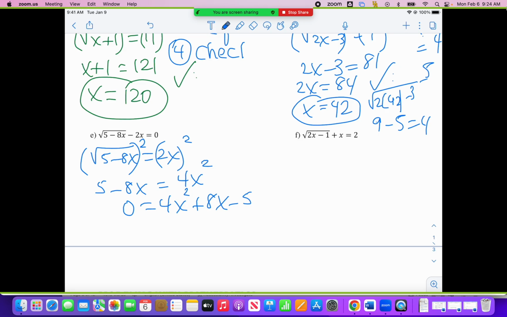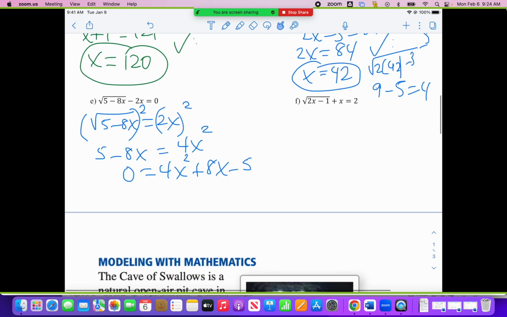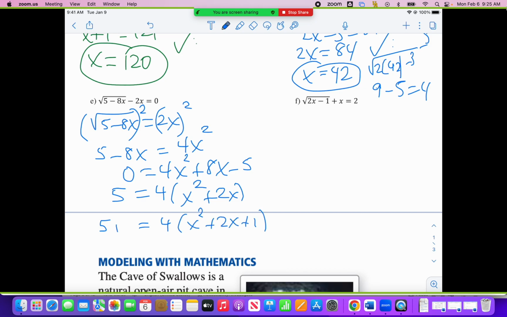And the bummer is this one doesn't factor. I could do completing the square or quadratic formula. Any preference? Let's complete the square. That does look a little easier. I'm going to pull out the x. And I'm going to add the 5. So x squared plus 2x plus 1. So I'm going to add the 4.